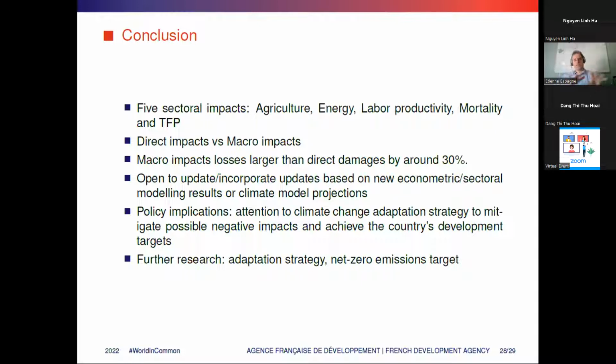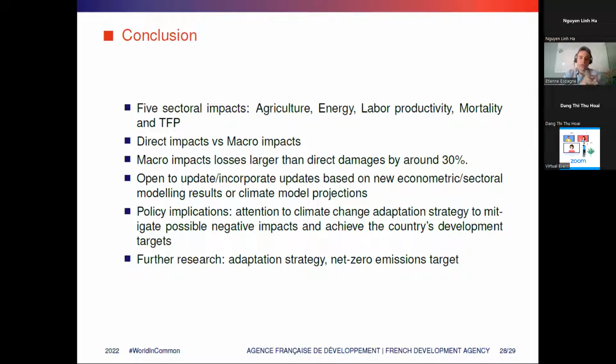So in conclusion, we have in this exercise 5 sectoral impacts: agriculture, energy, labor productivity, mortality, and TFP. We assess the direct impacts using all climate scenarios available. We compare them to the macroeconomic impacts using a new empirical stock flow consistent model of the Vietnamese economy. We show that macro impacts in our setting are on average 30% higher than the direct damages.